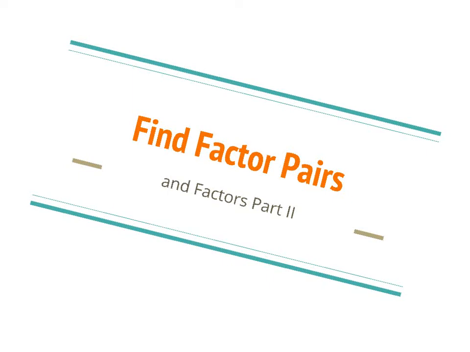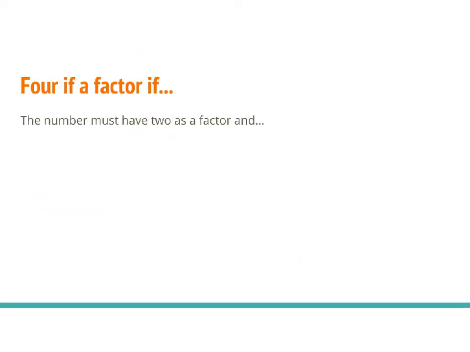Yes, back by popular demand, it is Find Factor Pairs Part 2, giving you some more tricks to use. So today we're looking at finding 4, 6, 9 and 10 as factors. So we've got a few to cover here. Some of them are pretty easy, some of them a bit more complicated.